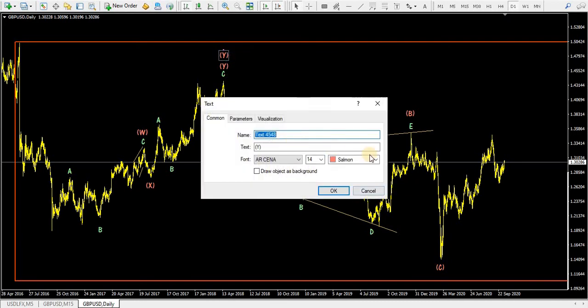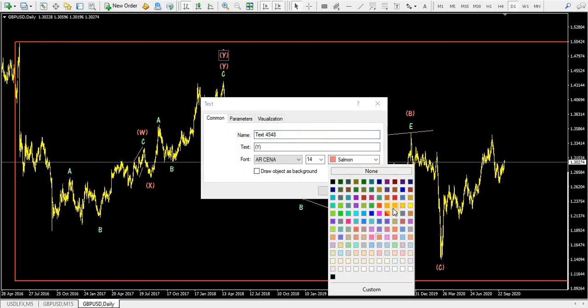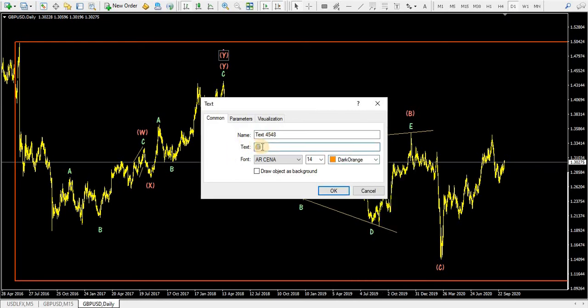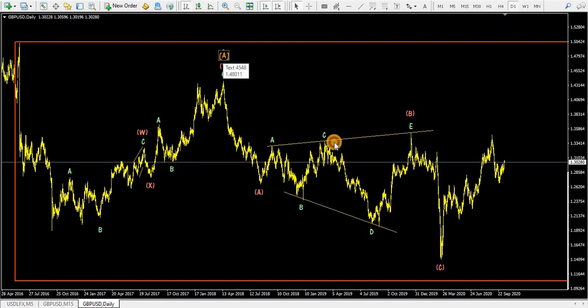Let me just designate a color to that. Let's go for orange, or a dark orange. I'm going to call that larger degree A. And this would be a larger degree B.